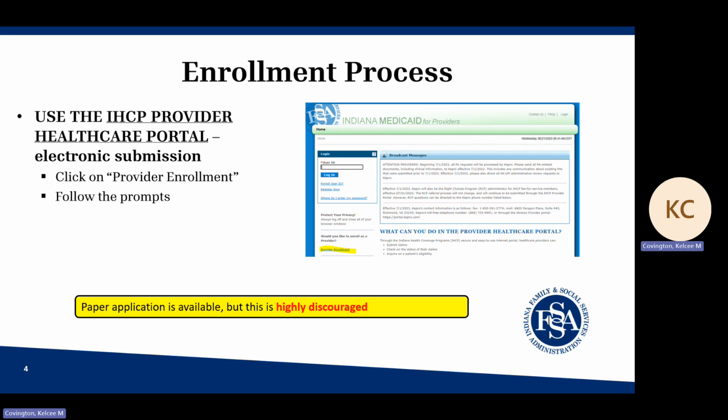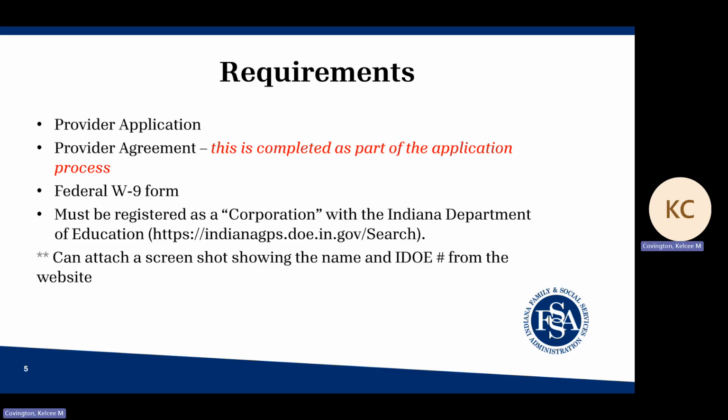During the application process, you will have the option to either submit the application via paper or the IHCP healthcare portal. Although paper application is available, it is highly discouraged. You can start the application by selecting the highlighted option Provider Enrollment on the left side of the homepage. Some of the requirements to enroll as this provider type include completion of the provider application, signing the provider agreement, submitting an updated federal W-9 form, and you must be registered as a corporation with the Indiana Department of Education.